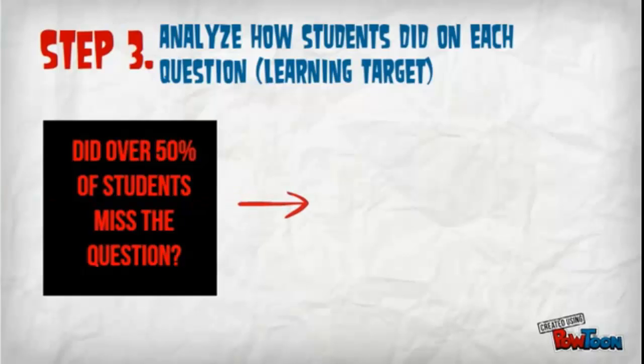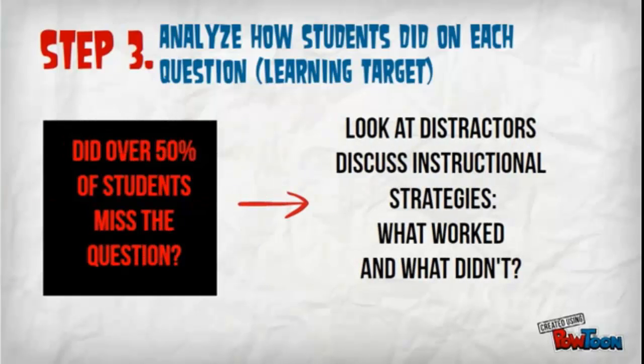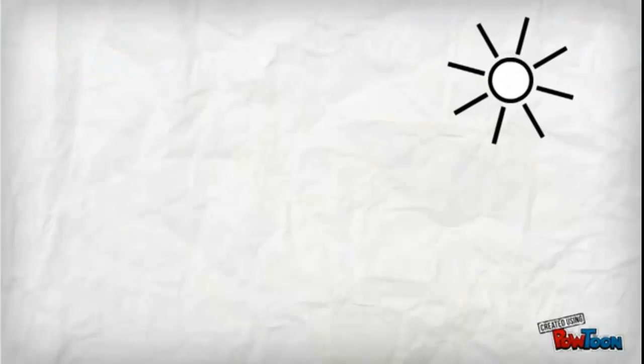So that's where step 3 comes in. Analyze how students did on each question. Did over 50% of the students miss the question? 50% is just an arbitrary number I picked. If so, then you look at the distractors or the answer choices. You discuss instructional strategies. What worked, what didn't. That's really what a PLC does. Looking at that data and figuring out what worked and what didn't.